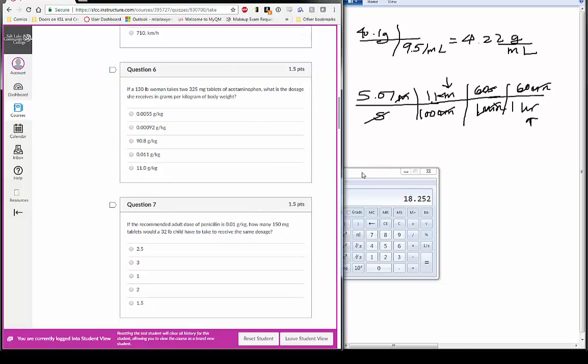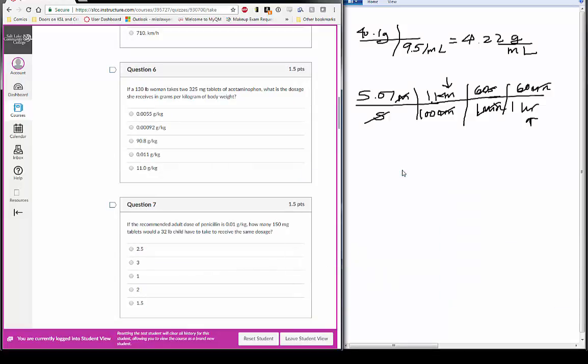Next, if a 130-pound woman takes 2 325 milligram tablets of acetaminophen, what is the dosage she receives in grams per kilogram of body weight? You can see again here, my answers. We want gram per kilogram, and that's grams of acetaminophen per kilogram of the body. That's our target. So first of all, let's take 130 pounds and convert to kilograms.